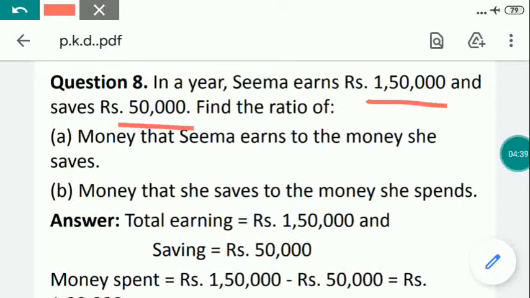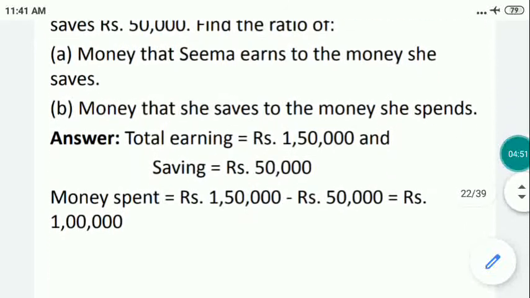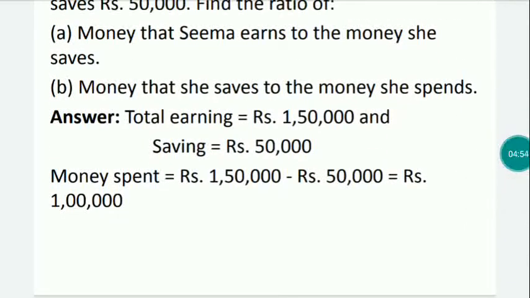Now total earning rupees is 1,50,000 and saving is 50,000. So total money she spent is 1,50,000 minus 50,000, that is 1 lakh rupees. That money she spent. Total money minus saving, we get that money is spent, that is 1 lakh rupees she spent.